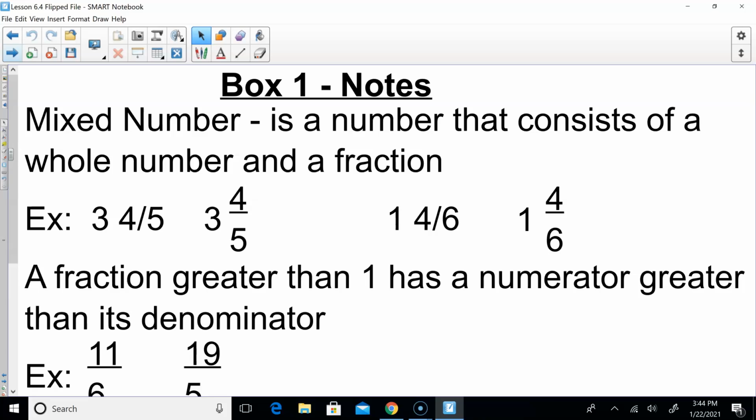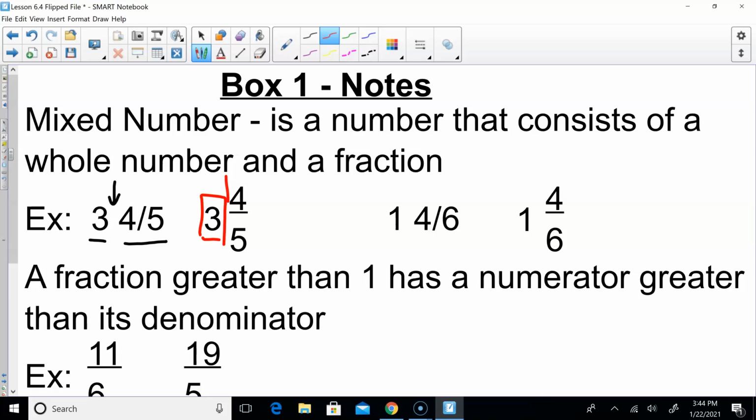Well, a mixed number is a number that consists of a whole number and a fraction. Notice you might see it as 3, and there's a little space in here, and there's our whole number, and this would be our fraction. Another way you might see it written, which is a little easier to see, would be 3 4/5, where you can see the whole number in front of the fraction. I prefer this way, but unfortunately sometimes when you type it on a computer, it looks like that, and that's the best we can do.